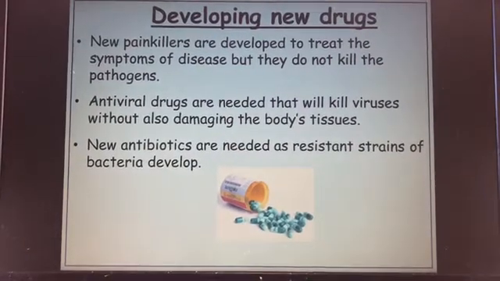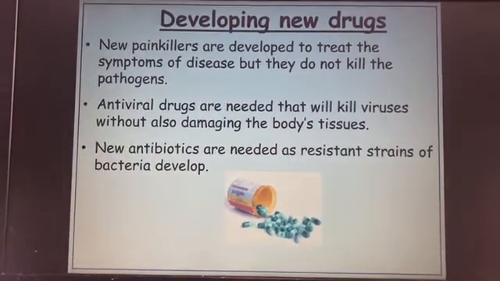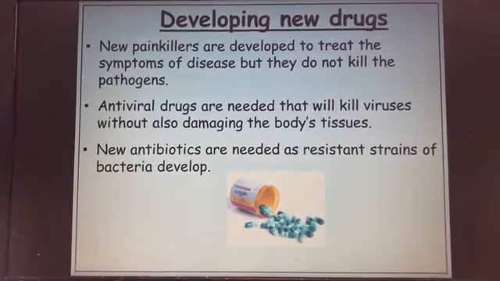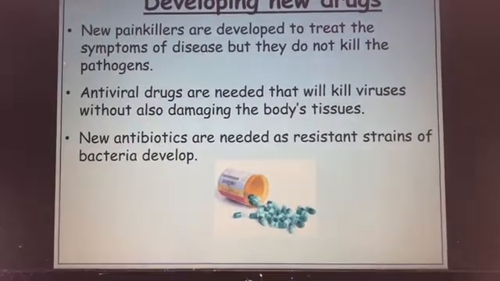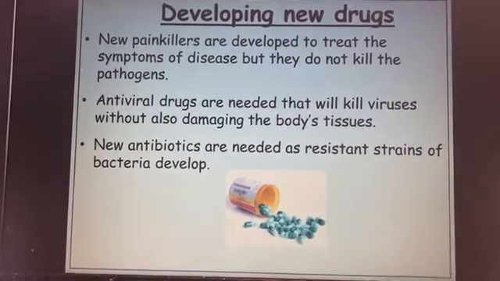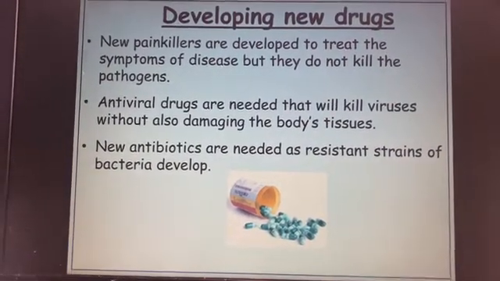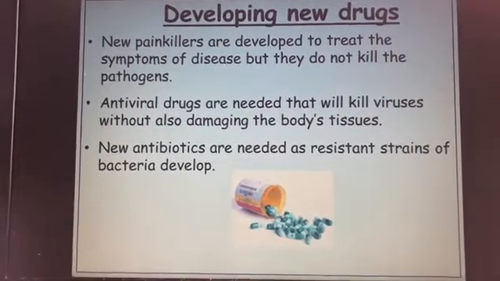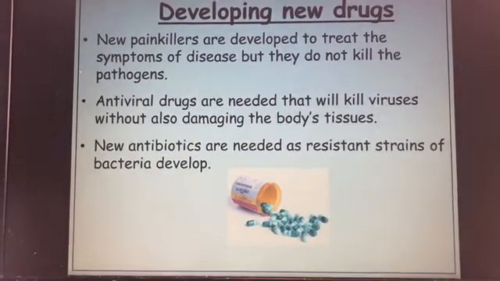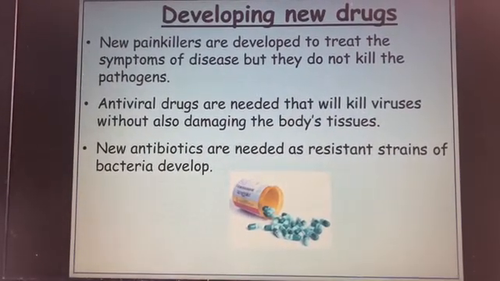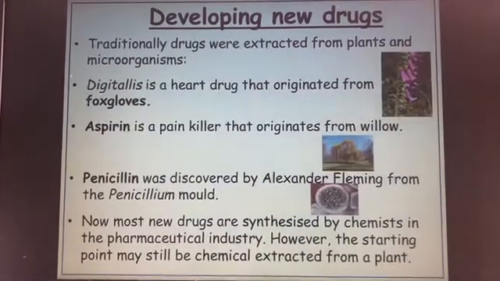So developing new drugs. So painkillers literally just treat the symptoms of a disease, but they don't actually affect the pathogen. They don't kill the pathogen, they just treat the symptoms. New antiviral drugs have been developed which can kill viruses without damaging the body's tissues, which is very difficult to find drugs that can do that. And new antibiotics needed to be produced because resistant strains of bacteria are developing.